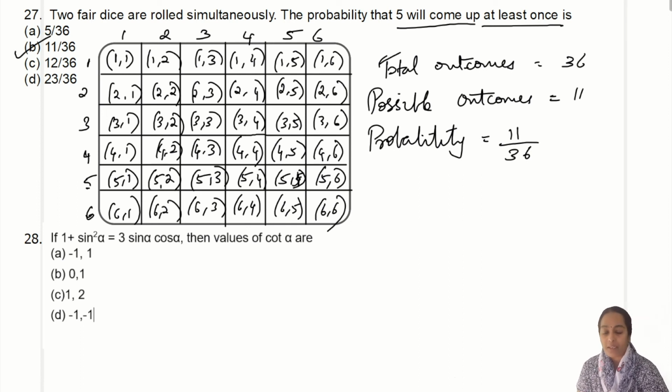Now we have 28th question there. 1 plus sine square alpha is 3 sine alpha cos alpha. Then the value of cot alpha is asked in the question. So 1 plus sine square alpha is 3 sine alpha cos alpha.